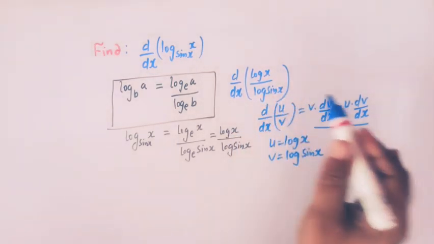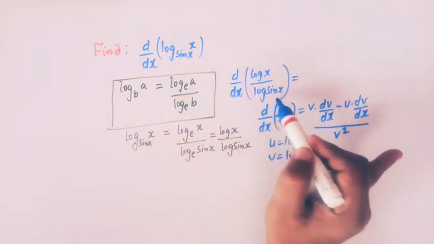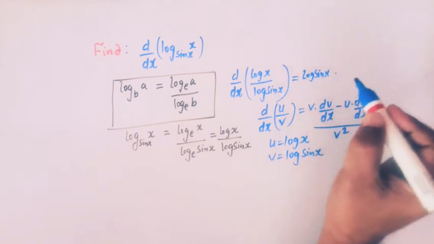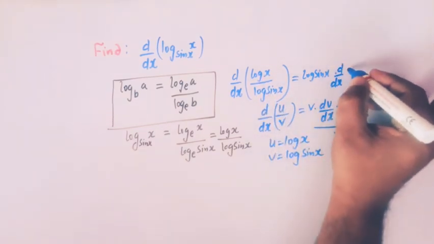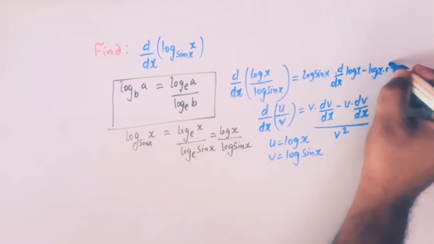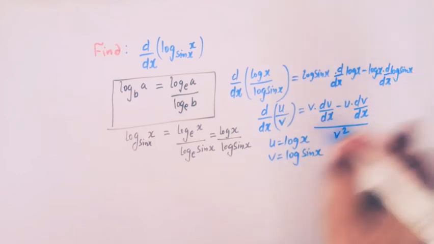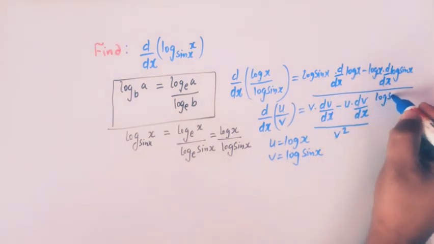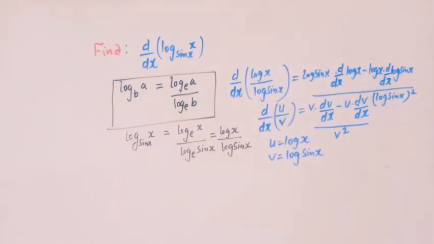So the derivative of log x over log sin x can be written as log sin x times the derivative of log x, minus log x times the derivative of log sin x, divided by the square of log sin x. Now we can simplify it.